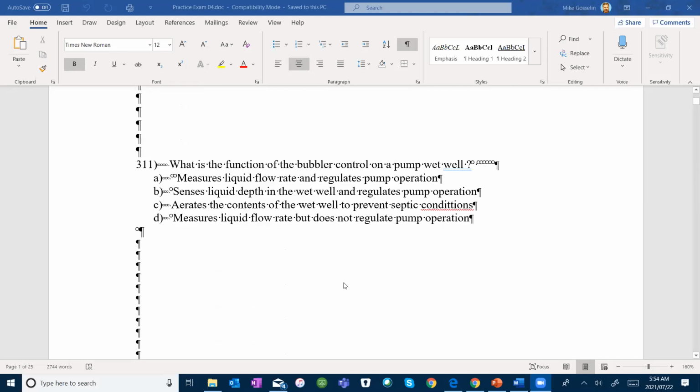Okay, what is the function of the bubbler control on a pump wet well?